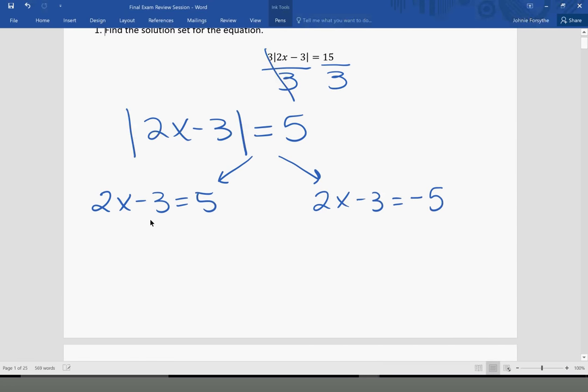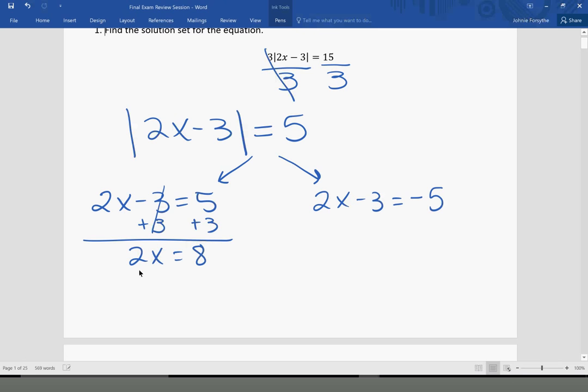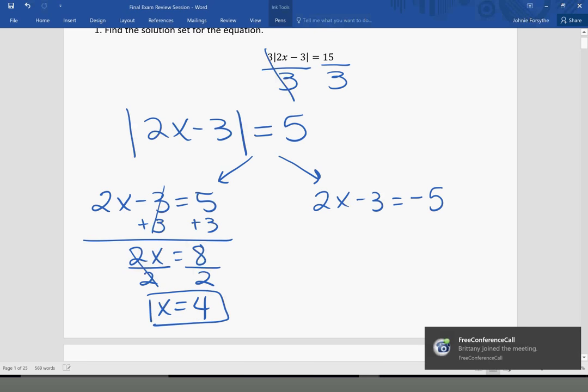these 2 equations. To solve for x in the first, we'll add 3 to both sides. So then we have 2x equals 5 plus 3 is 8. Divide by 2 to solve for x. So x equals 4 is one of my solutions.